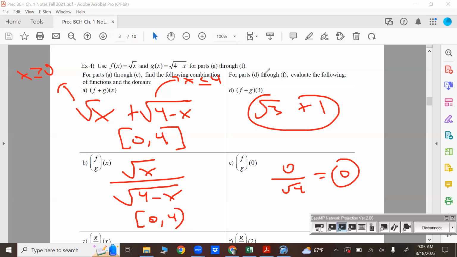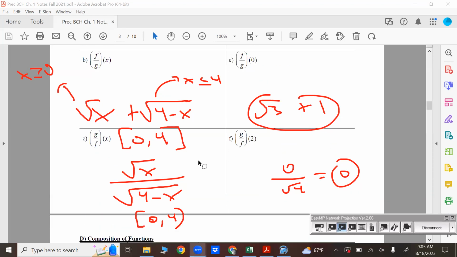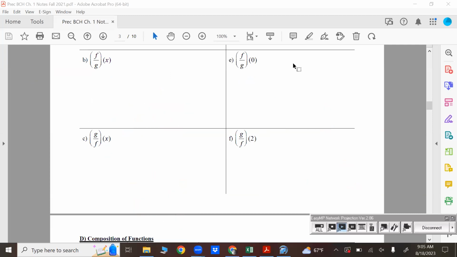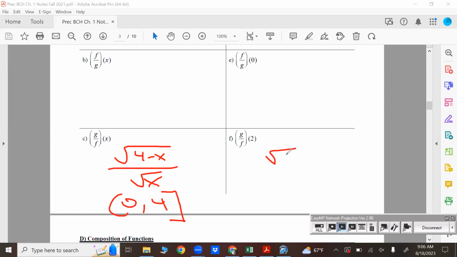Let's reverse it. The next one's going to be more fun. Composition is going to be tricky. g over f, so obviously we reverse, so we do root 4 minus x over root x. Boom, boom, boom. Then just reverse, right? 0 is not included, but 4 is included. And if I plug in 2, I get root 2 over root 2, which of course is 1 straight up. So that actually was pretty easy. Not too bad. Questions? No? Okay.